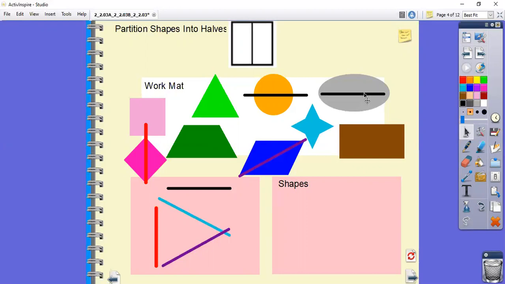I could use it to cut this one in half. That makes that one equal. There's another equal one. Okay, so remember, anytime you are cutting fractions into pieces, you have to make sure those pieces are equal.